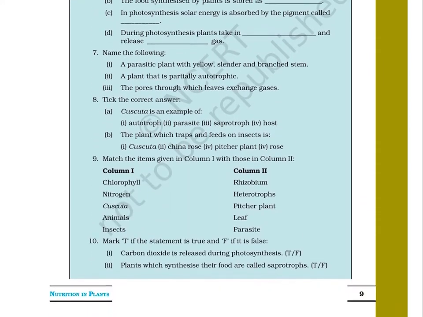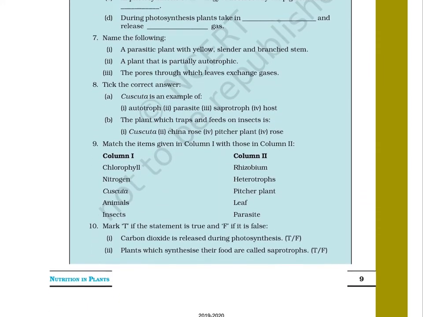7. Name the following. 1. A parasitic plant with yellow, slender, and branched stem. 2. A plant that is partially autotrophic. 3. The pores through which leaves exchange gases.